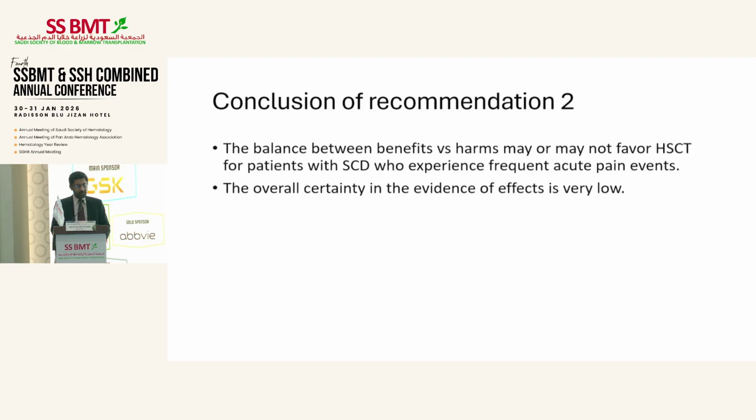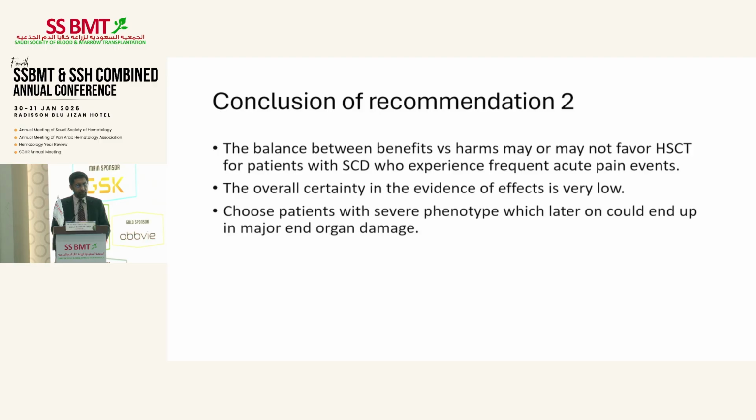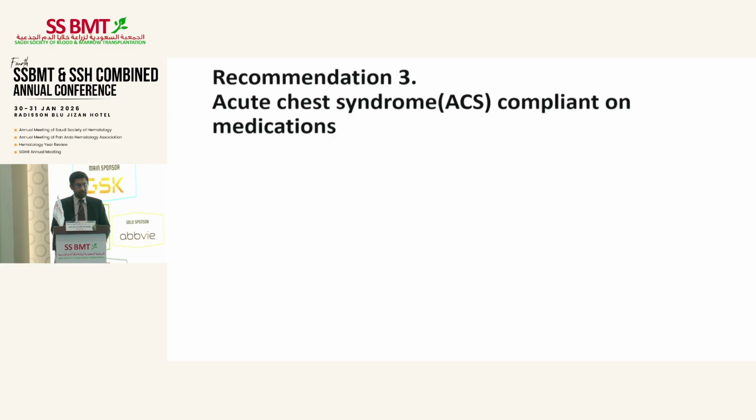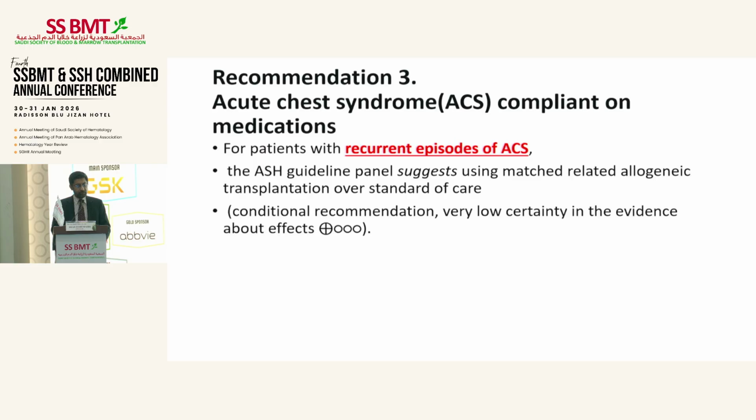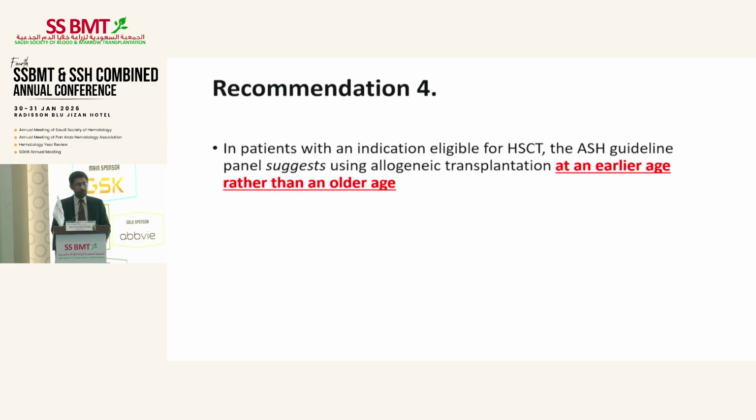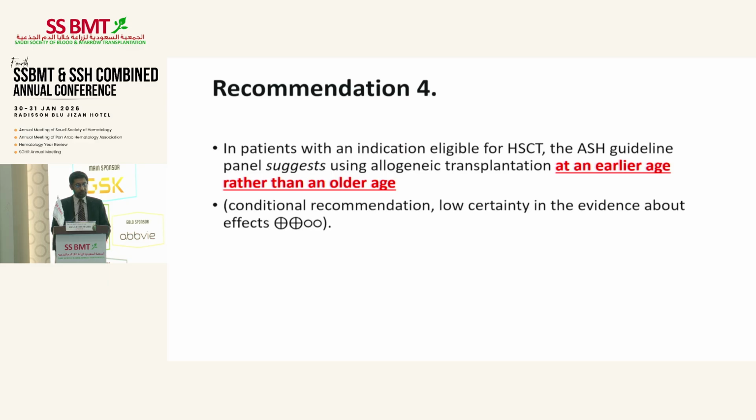The overall certainty of evidence is low. However, if patients have recurrent crises, it might be a marker of severe sickle cell disease, and they recommend stem cell transplantation. Acute chest crisis: for patients with recurrent episodes of acute chest crisis, the ASH recommendation suggests allogeneic bone marrow transplantation, a conditional recommendation with very low certainty. It's preferable to do it at an earlier age rather than an older age, as we will see.